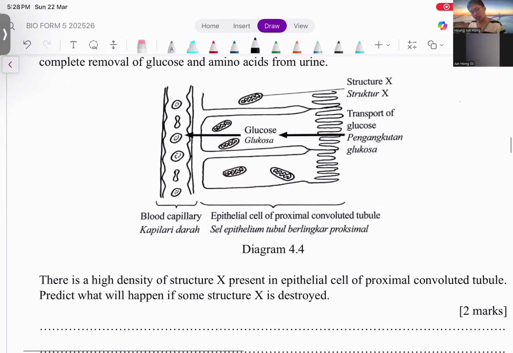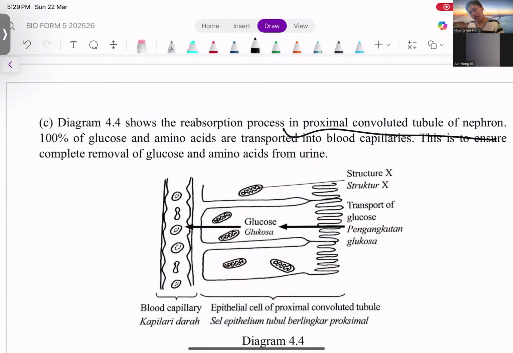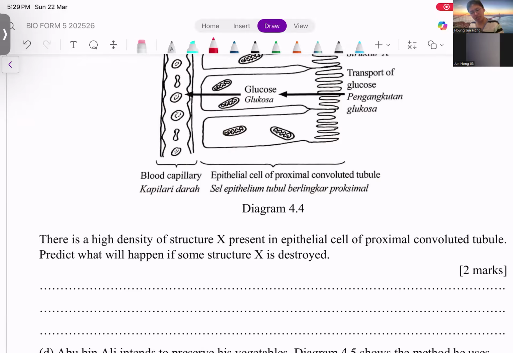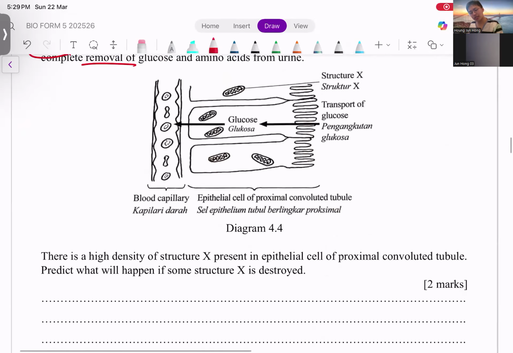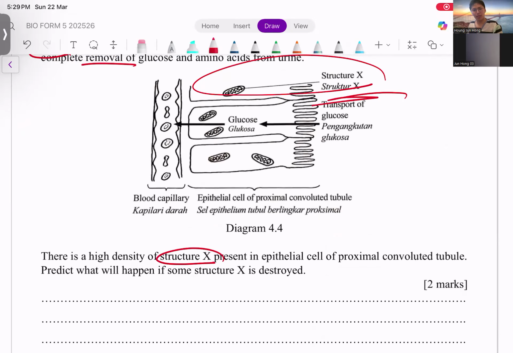This is a cell, and it says that 100% of glucose and amino acid are transported into blood capillaries. Once again, 100% of glucose and amino acid are transported. This is a complete removal of the glucose. I hope they give you a bit of a hint. And they say there's a high density of structure X. Do we know what structure X is? Well, that is quite clear. Whenever there is an unknown, give it a name, we can always start with this. X is mitochondria. I think that's quite clear, because we can see very clearly this is a mitochondria.